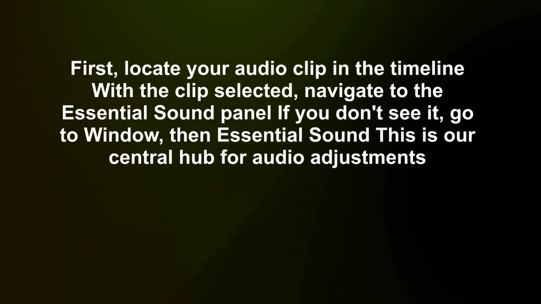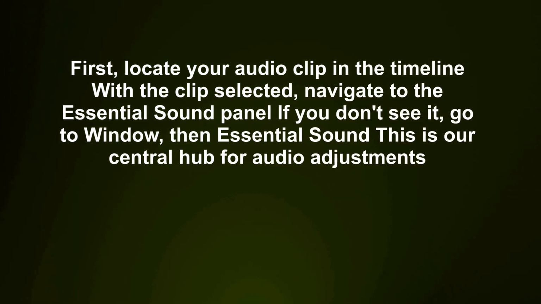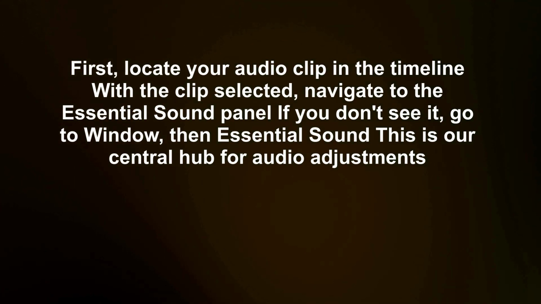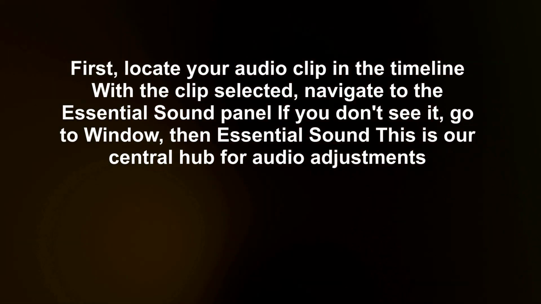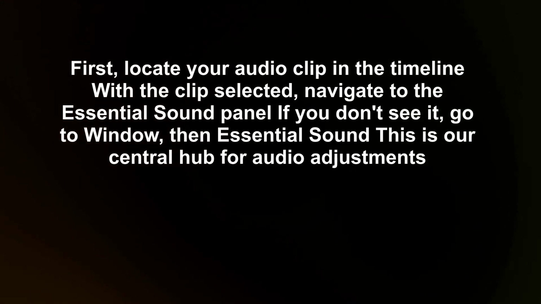First, locate your audio clip in the timeline with the clip selected. Navigate to the Essential Sound panel. If you don't see it, go to Window, then Essential Sound. This is our central hub for audio adjustments.